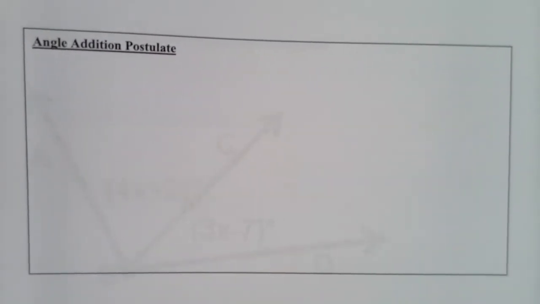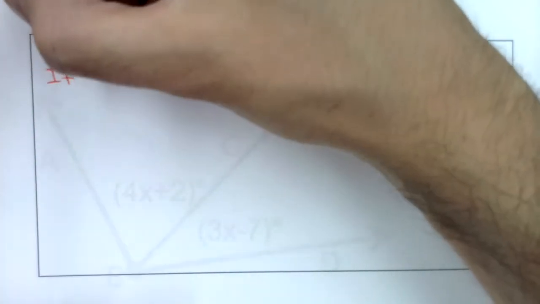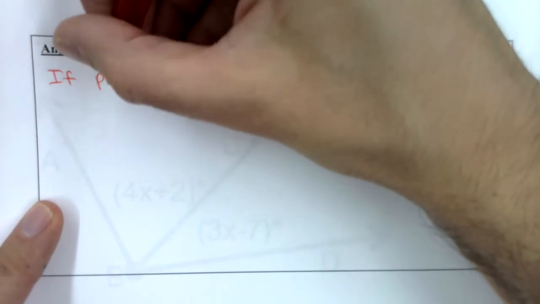Now we're going to do what's called the angle addition postulate, which is the same thing as segments, but now we're just going to do it with angles. So the segment addition postulate, if you add all the small segments together, it equals the big segment. Same thing for the angle addition postulate. If you add all the small angles together, it equals the big angle. So here it is in words.